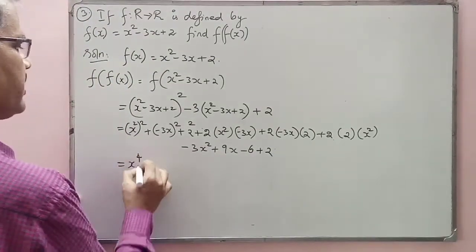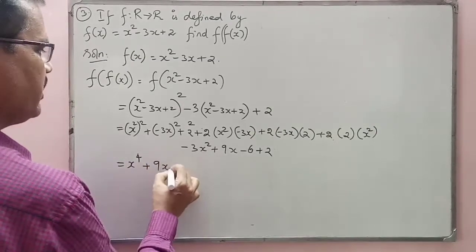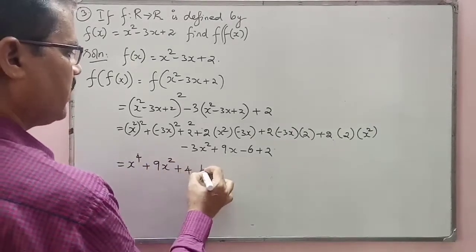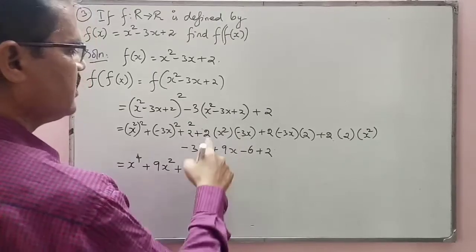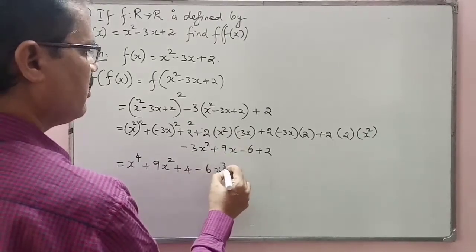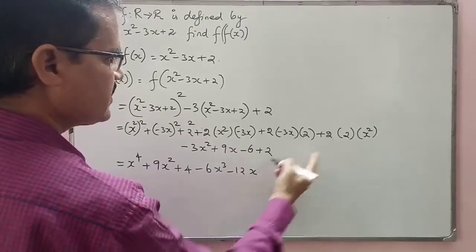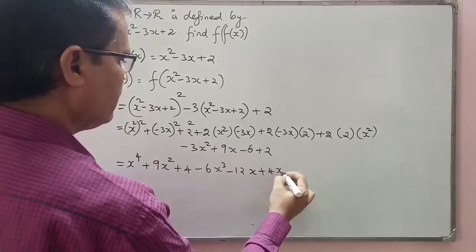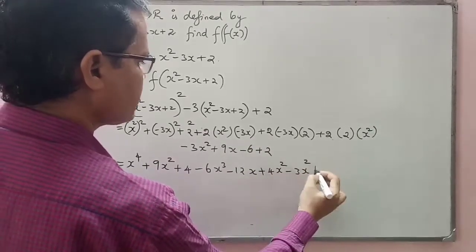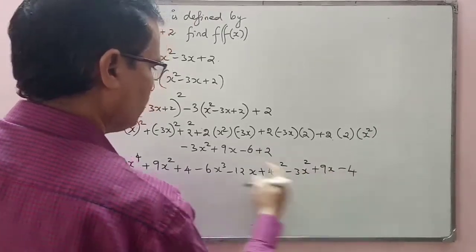x squared the whole square is x power 4, plus 9x squared, plus 4, plus, plus into minus is minus, so minus 6x cube, minus, again 3 2s are 6, 2 2s are 12, minus 12x, plus 4x squared, minus 3x squared plus 9x minus 6 plus 2.